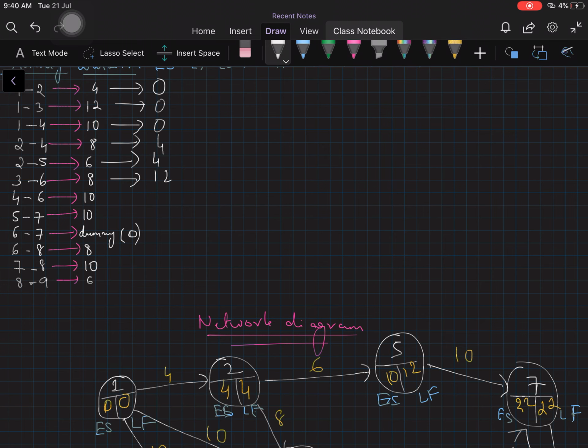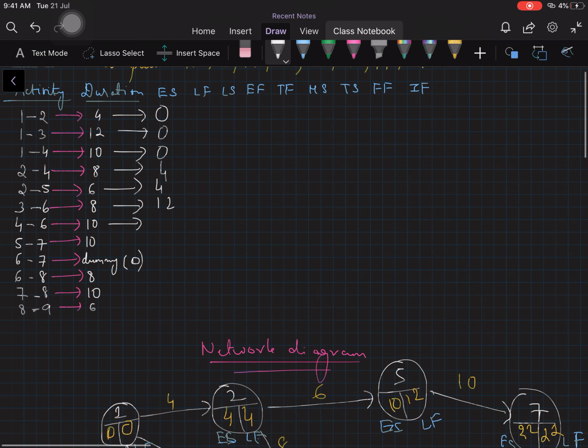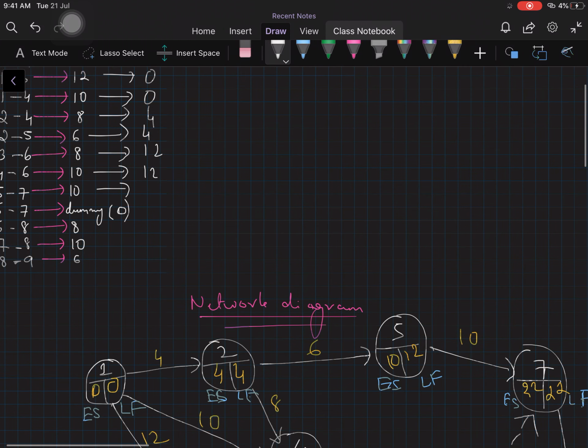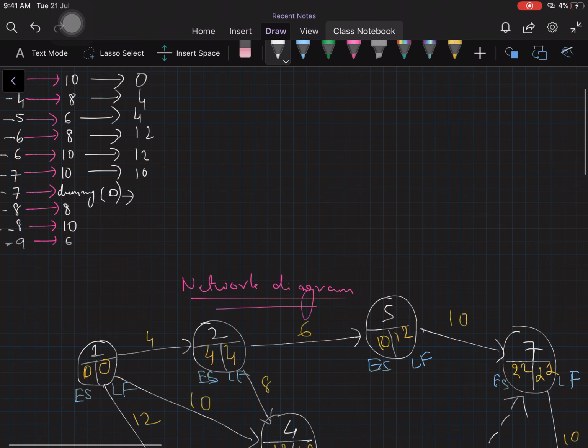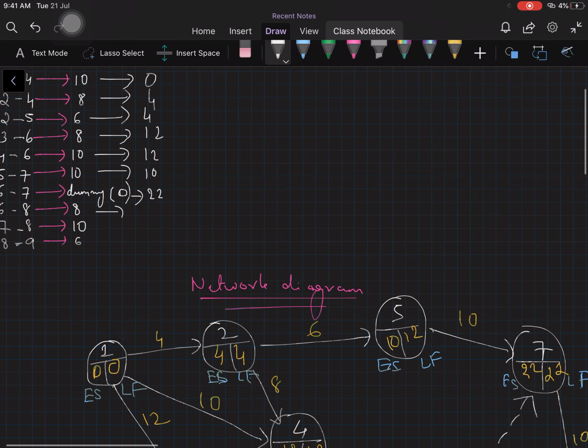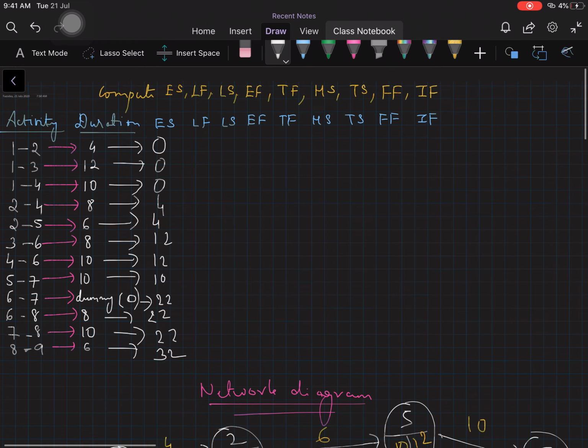Similarly 4's early start, let's go to the table, that is 12. And we have 5's early start, that is 10. And dummy activities, that is 6's early start is 22. Then we have 6 again, 22. Then 7's early start is 22. And 8's early start is 32. Okay, this is what you get.